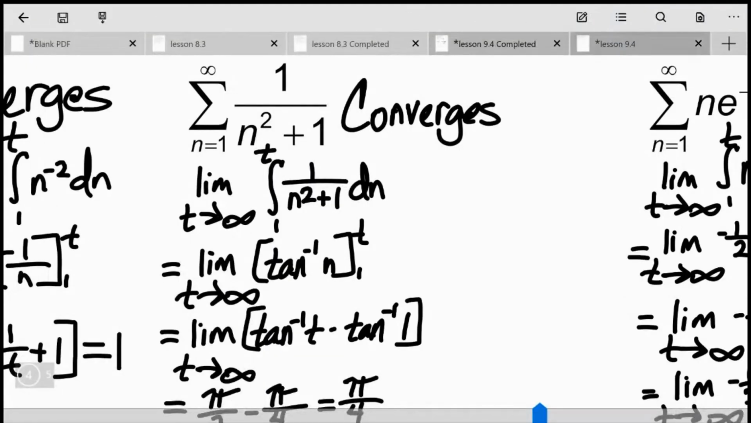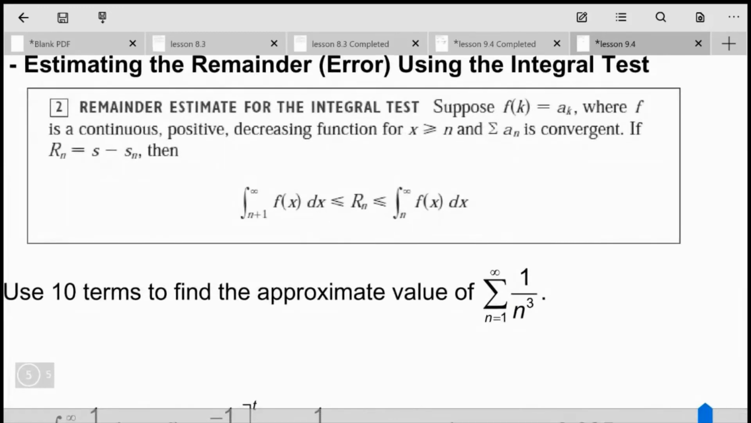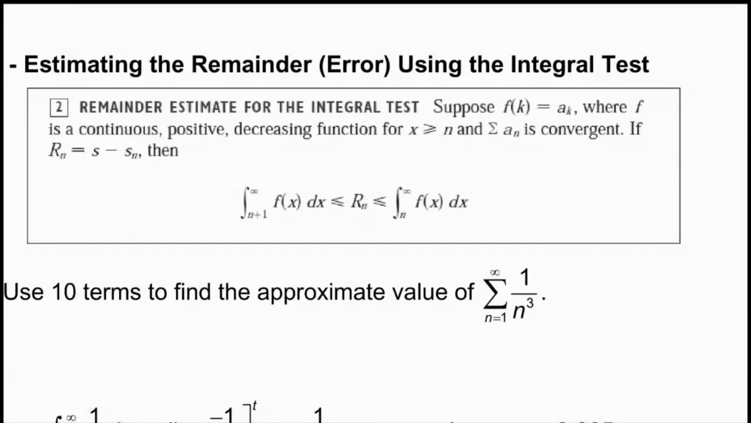All right, so let's talk about one other thing here. When we use the integral test, remember we talked about the idea that the series is sort of behaving like a rectangular approximation of the integral.